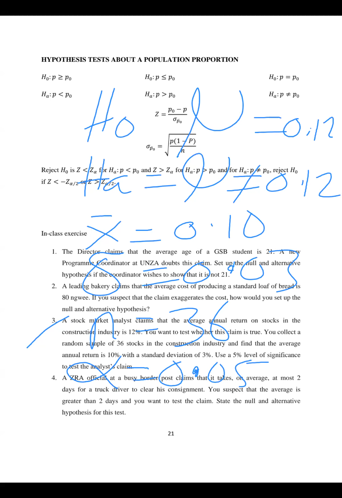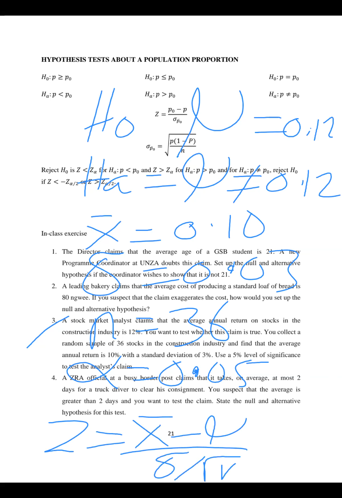What you need is just to calculate the z. Our z is found by saying x bar minus mu, all over the standard deviation divided by the square root of n. You compute all these figures. The figures are already here. Just compute and find the z statistic.